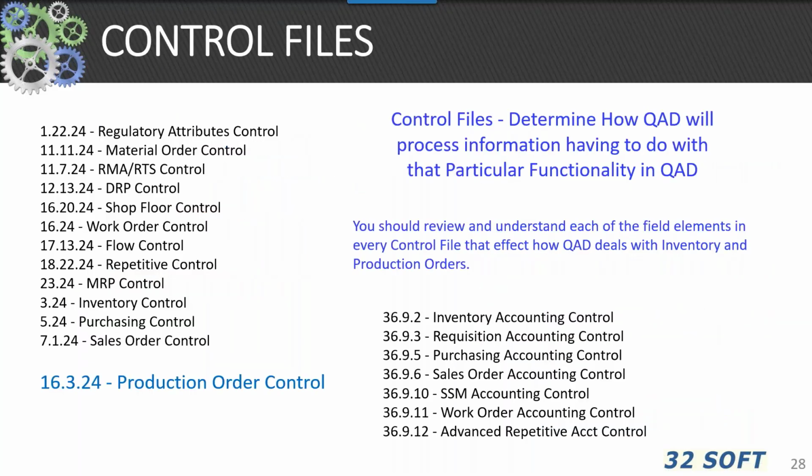All things QAD start with control files. You really need to look at each control file and understand each element in every control file that affects how QAD deals with production orders. We'll look specifically at 16.3.24, the production order control file itself.